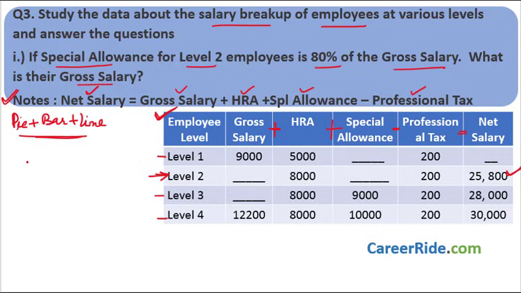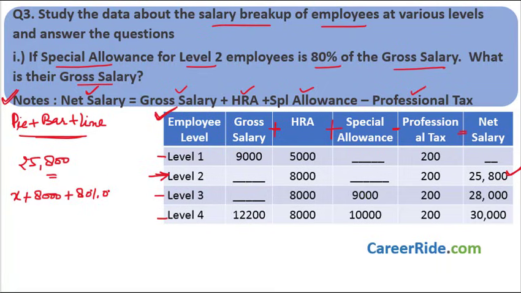Okay, so now let us go by what is given to me in the notes. Net salary, that is 25,800, is equal to what? The gross salary, which I don't know at the moment, so I'll assume it to be x, plus the HRA, that is 8,000, plus special allowance. Special allowance, it is given to me in the question, is what? 80% of the gross salary.